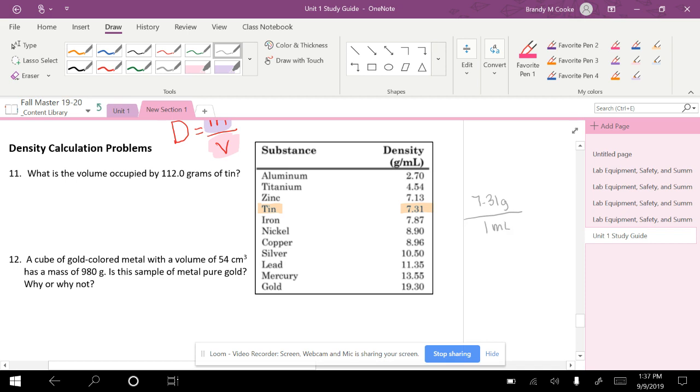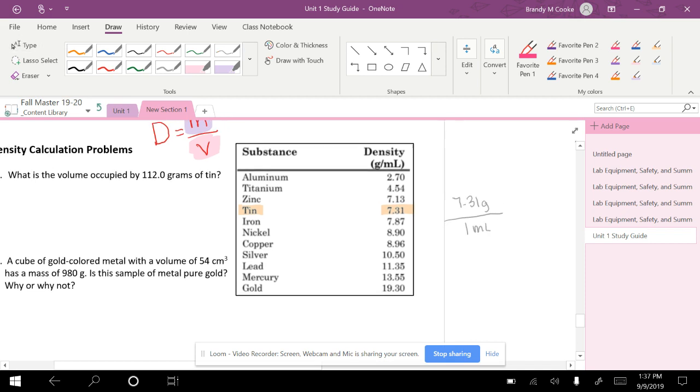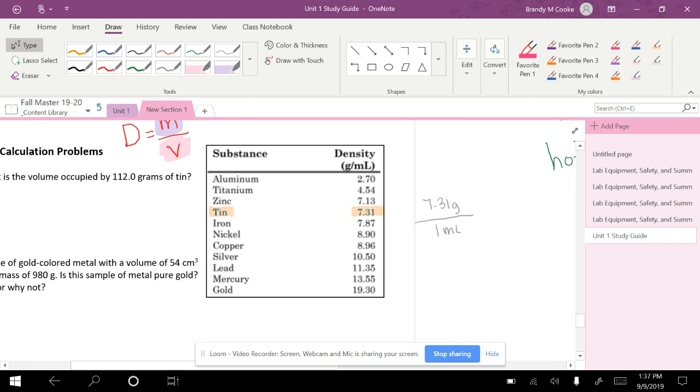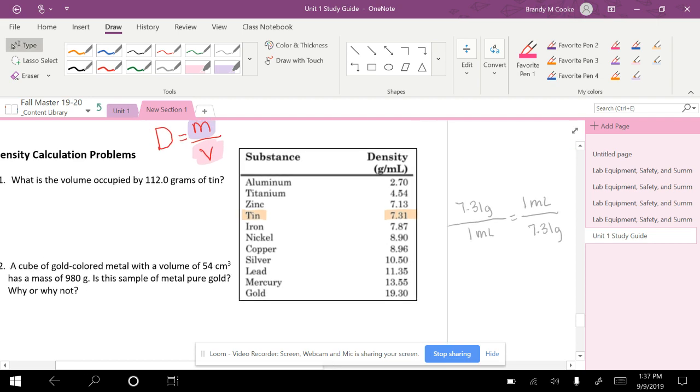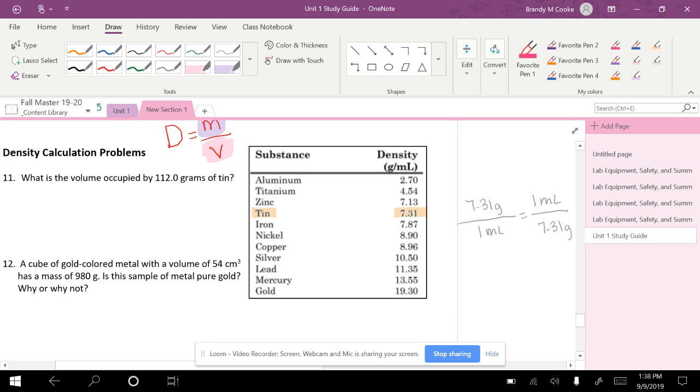And I know in my head that I can flip this, but just for you guys to get used to it, I'm going to rewrite it also as 1 milliliter over 7.31 grams. So we can flip this, up and down. It means the same thing. If we truly did the math and divided, they would be equal. They would both equal 1. So it all works out.